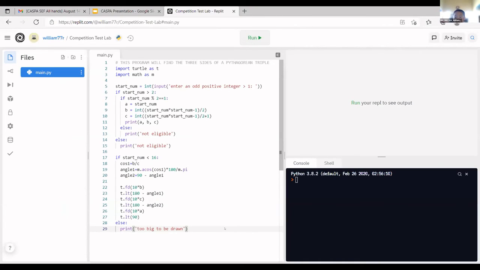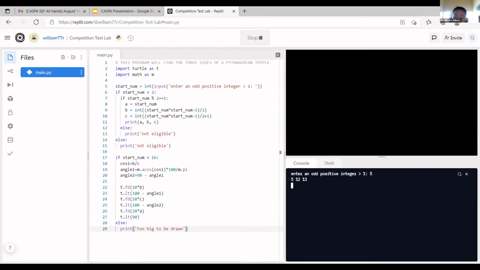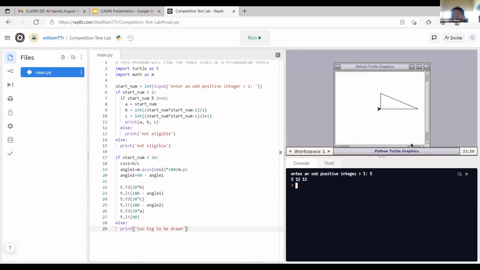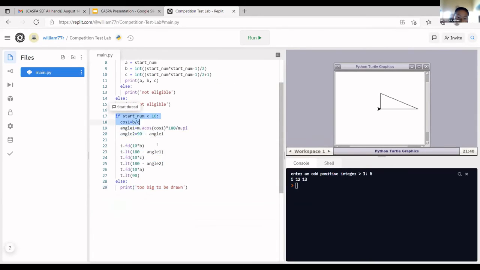So as you can see, this is the code I made to generate the Pythagorean triple. When you run the code, it says enter an odd positive integer greater than 1 over here in the bottom right corner. For example, let's say you enter 5, and then you press enter and it comes up with the Pythagorean triple 5, 12, 13. Also, I use some extra code to draw the right triangle over here.